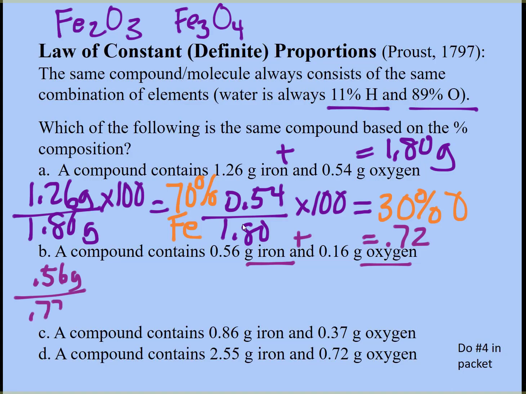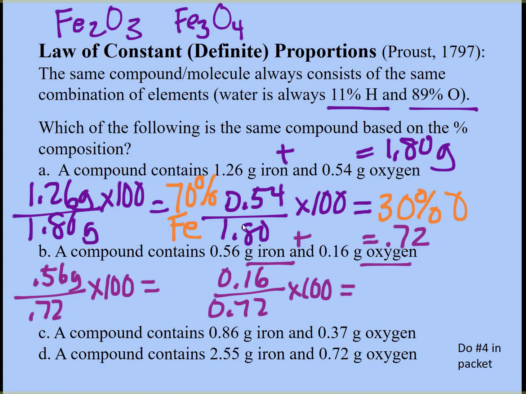So this is just a little simple formula. Just like figuring out your grade percent in a class, it's the same way. Your points divided by the total points times 100. This gives us the percent composition. So on this one, I get 78% iron and 22% oxygen.